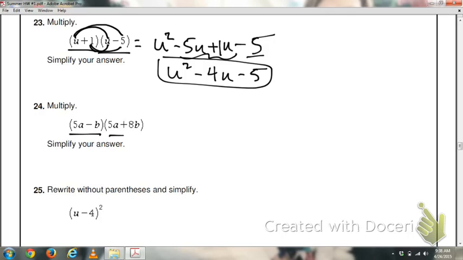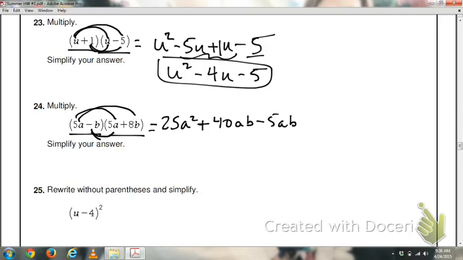I have a binomial times a binomial. I'm going to FOIL again. 5a times 5a is 25a squared. 5a times 8b, I can multiply 5 and 8 to get a positive 40. And then a times b, I can only write as ab. There's no magical way of multiplying a and b together. And now negative b times 5a is going to be negative 5ab.